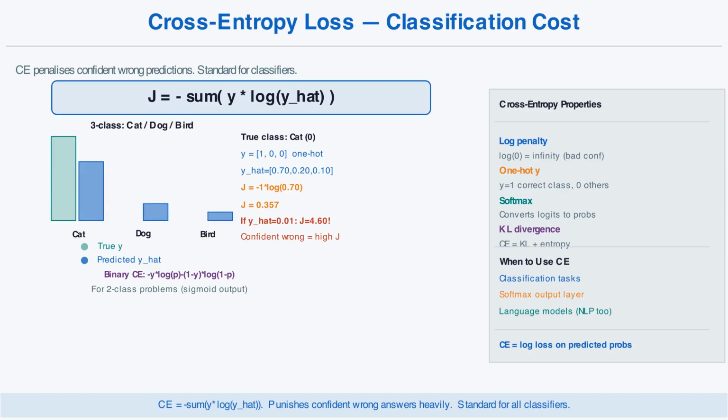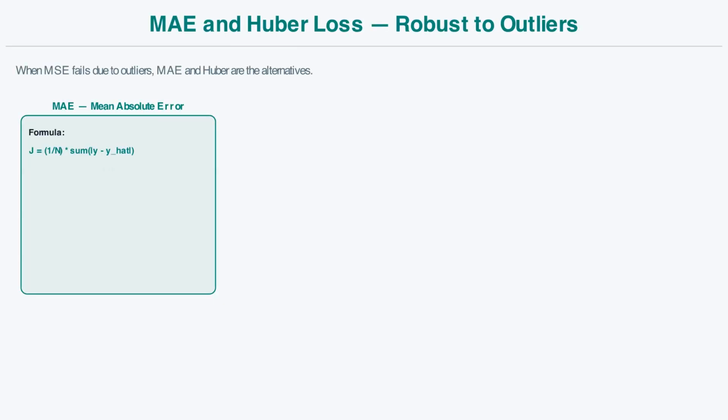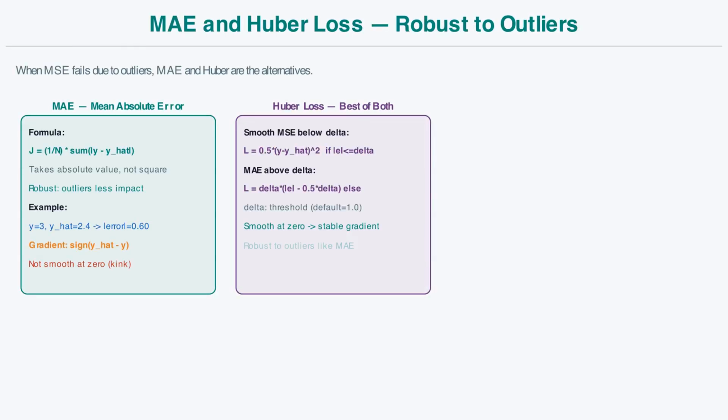For binary classification, two classes like yes or no, we use binary cross-entropy, which is a simplified form: negative y log p minus 1 minus y times log 1 minus p. MSE has a significant weakness: it is sensitive to outliers.